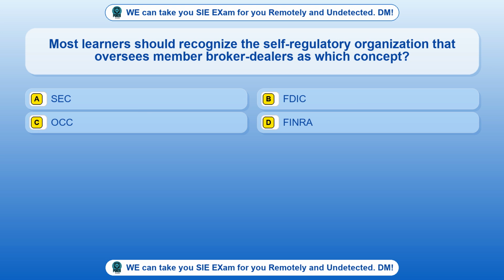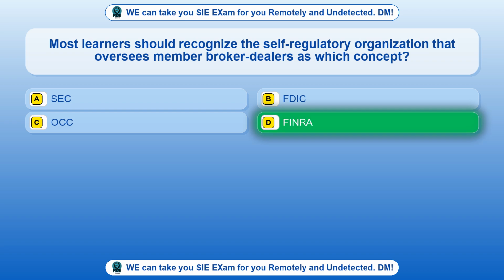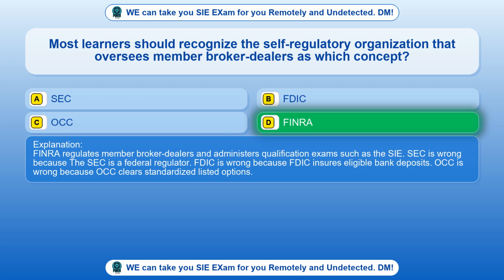Question 32. Most learners should recognize the self-regulatory organization that oversees member broker-dealers as which concept? Option A, SEC. Option B, FDIC. Option C, OCC. Option D, FINRA. The correct answer is option D, FINRA. FINRA regulates member broker-dealers and administers qualification exams such as the SIE.